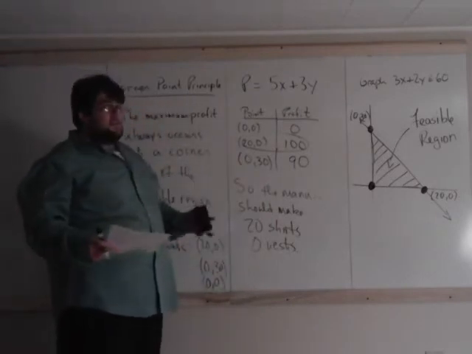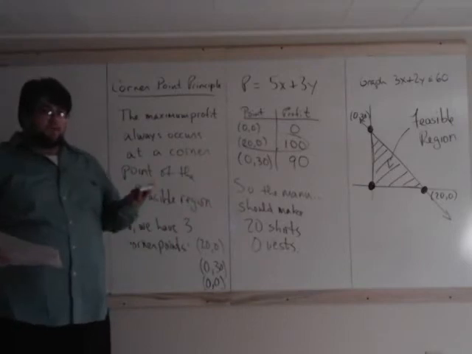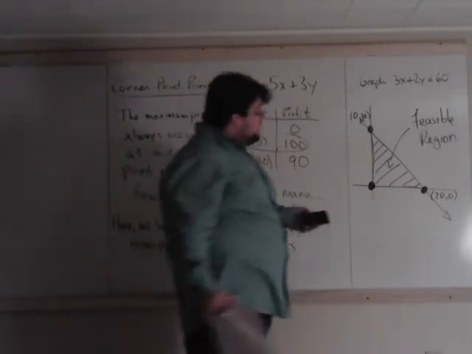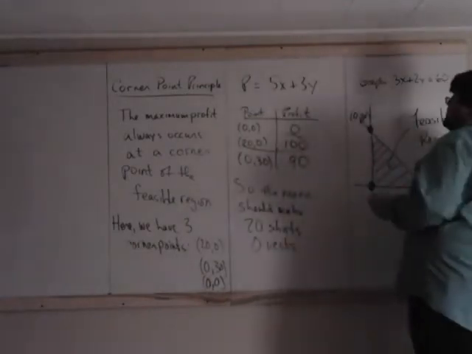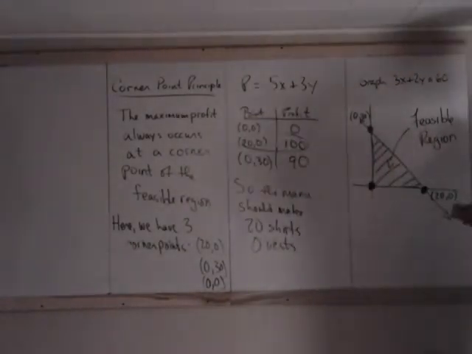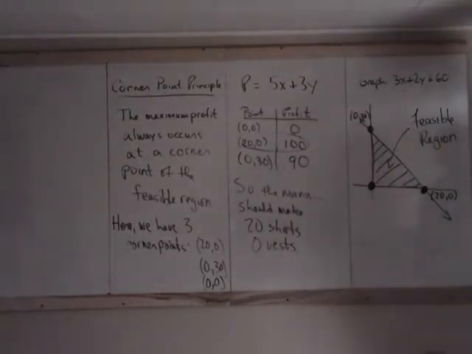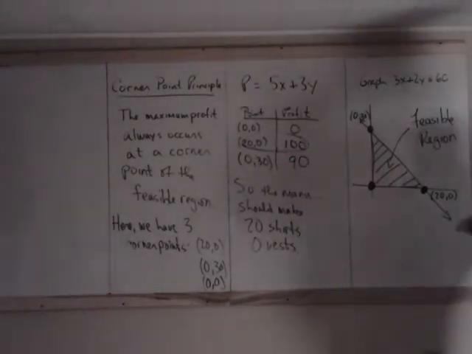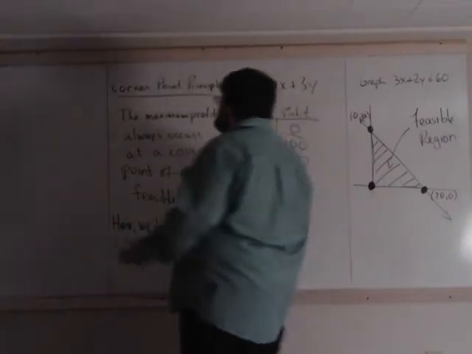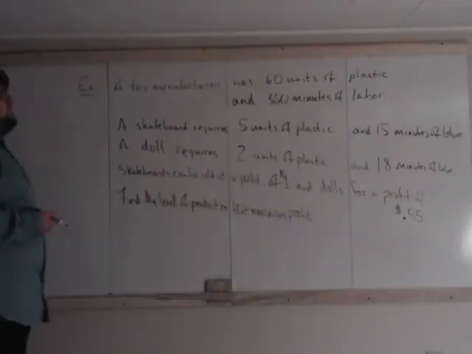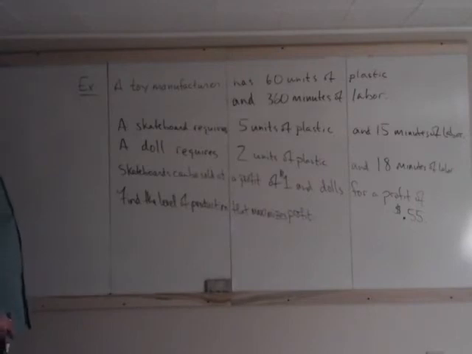Now, in this example, our feasible region was relatively uncomplicated, because once we found these 2 points, we were largely done. Now, right here, you'll notice this feasible region was generated by one line and the axes. Well, what if we had an example with more than one line? So here we have another example.